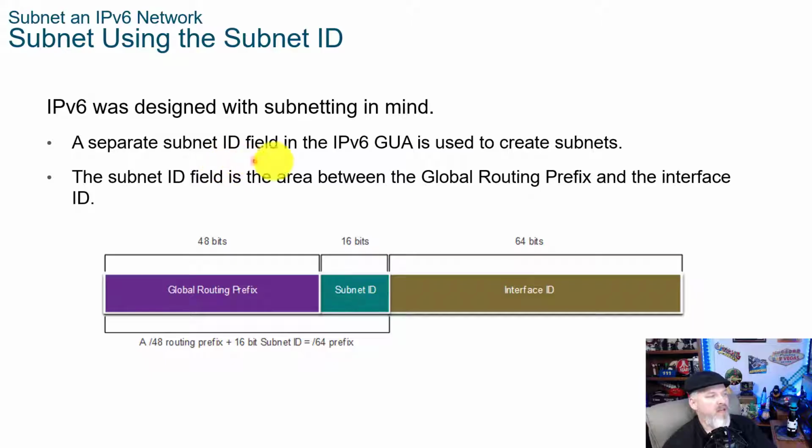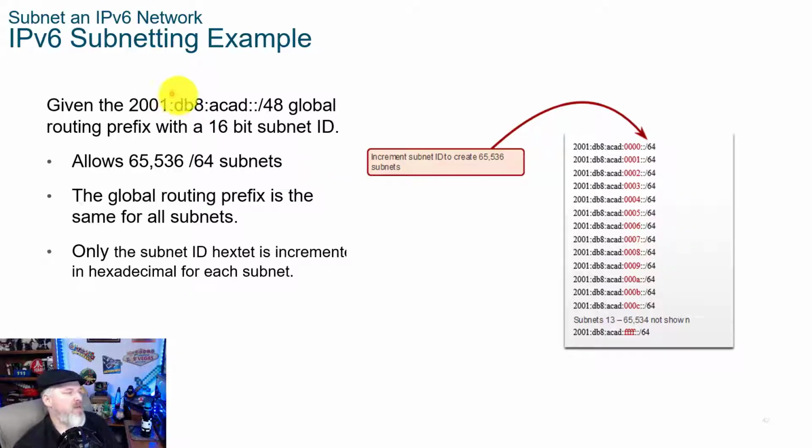A separate subnet ID field in the v6 GUA is used to create subnets, and the subnet ID field is the area between the global routing prefix and the interface ID. So you have three parts: your global routing prefix, your subnet ID, and your interface ID. Given the 2001:DB8:ACAD::/48 global routing prefix with a 16-bit subnet ID, we can increment the subnet ID to create 65,536 subnets out of that one number. So it allows 65,536 subnets within there.